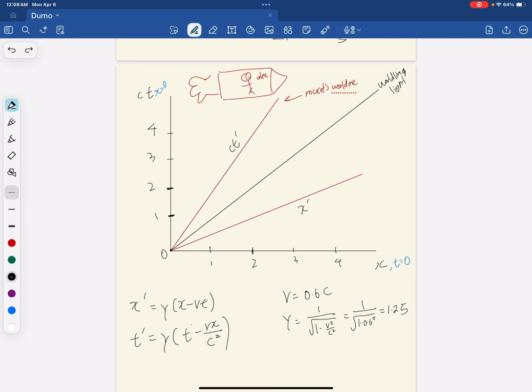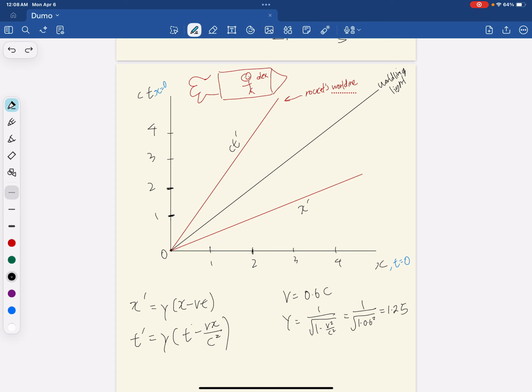Hi everyone, this is my third video of the spacetime IBHL spacetime diagram series, and we're going to be talking about how to scale primed axes. So let's just get some base constants straight.